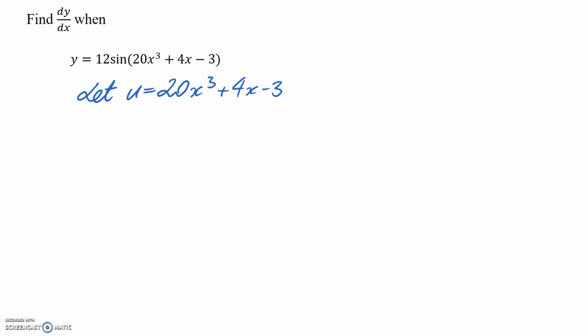Alright, so now we need to take the derivative of u with respect to x, and that's going to give us du dx. This is just a straightforward polynomial now. So the top number times the front number gives us 60. X, we take one off the power, which leaves us with 2. The derivative of 4x, applying the same rule, is just going to go to 4. And the constant, the derivative of that is 0.